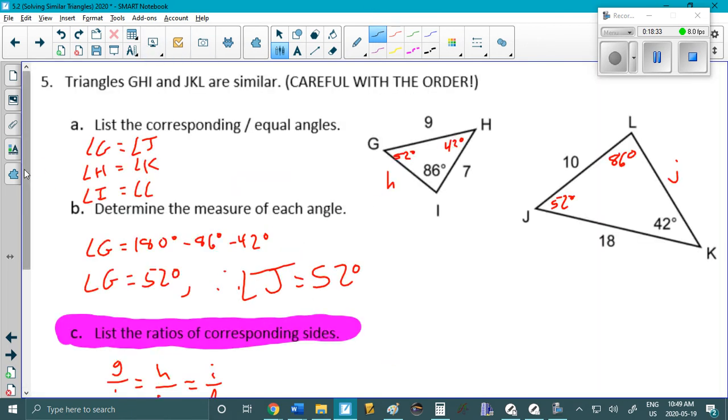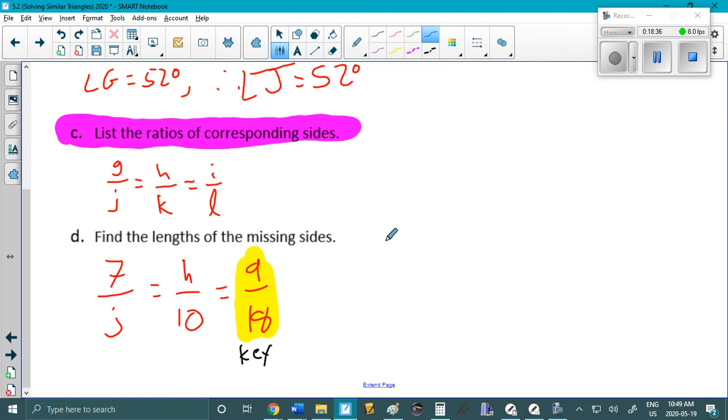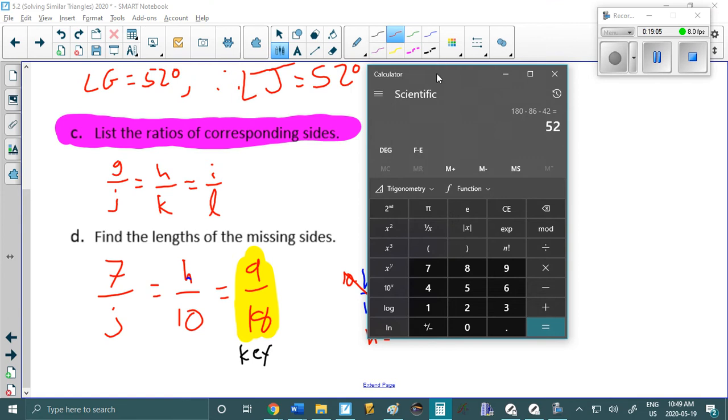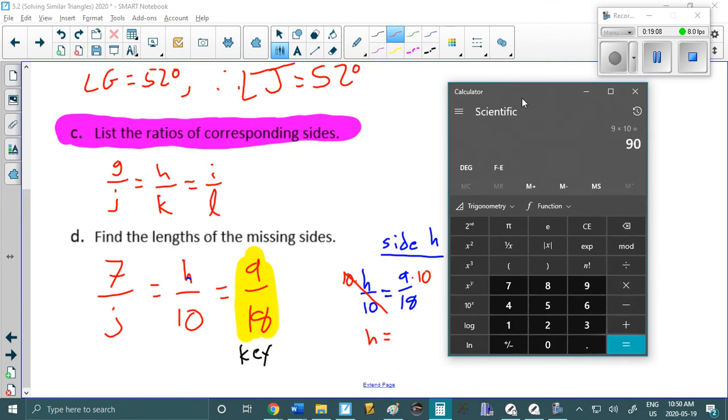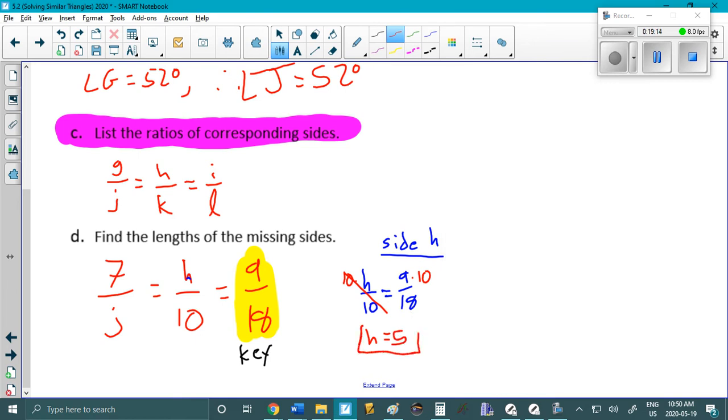So now I'm going to zoom in. We're going to have to solve for side H and for side J separately. So for side H, we need the ratio with H in it. And you always, always, always, always need a ratio that's complete. And there it is. So to solve for H, we multiply by 10 on both sides. These cancel. And we get 9 times 10 divided by 18 is 5. So H is 5, nice and easy.